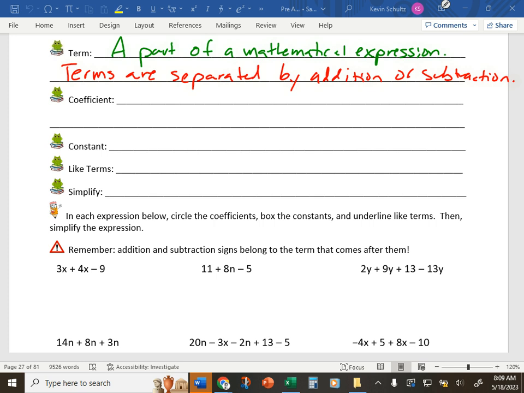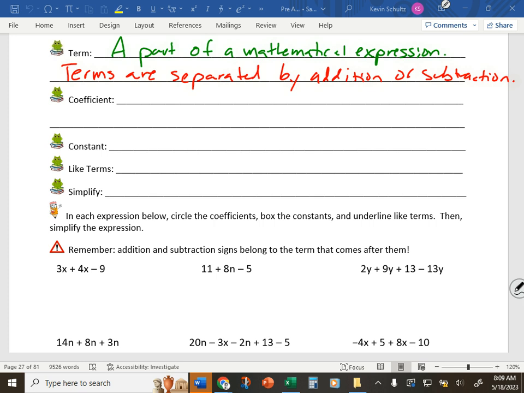Okay. So that one we worked with yesterday, 3x plus 4x minus 9, how many terms does that expression have? How many terms make up the expression 3x plus 4x minus 9? What do you think, Scarlett? More than 2? 3. Okay. Terms are separated by addition or subtraction.